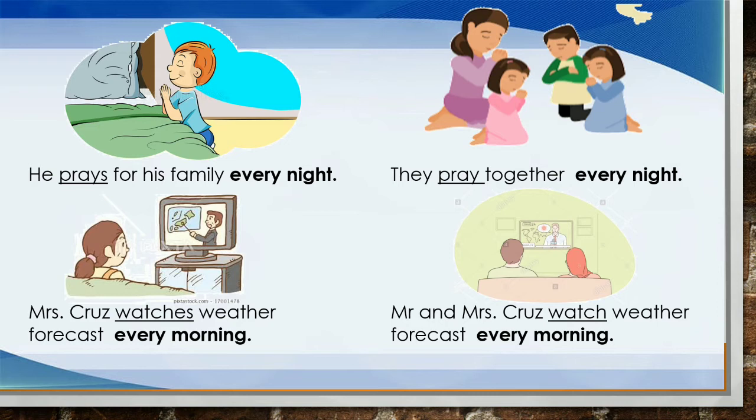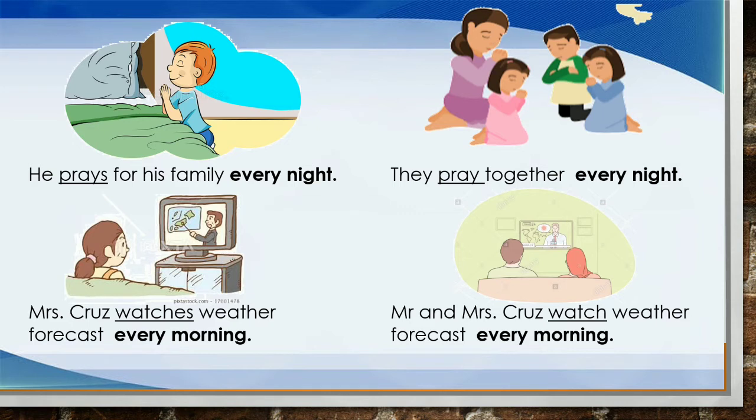Mr. and Mrs. Cruz watch weather forecast every morning. So the underlined verb or word is watch, and every morning is in bold letters. So what is the difference of the 4 pictures? Let us go to the first 2 pictures. The subject is he. So it is in what form of subject? It is in a singular form.